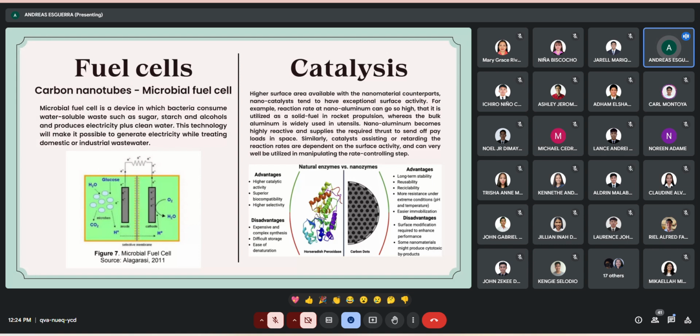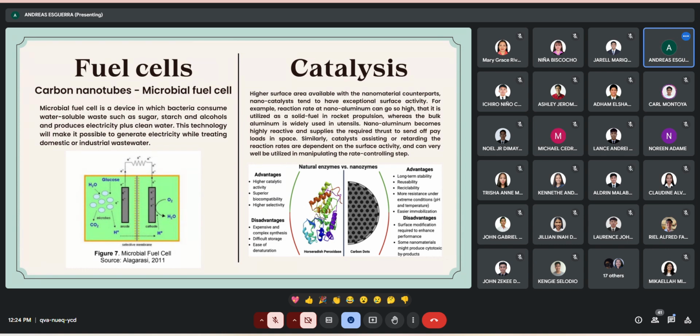So discussed from the previous 2 videos are the first 2 selected applications of nanomaterials. First one is the fuel cells. Nanomaterials can be used as fuel cells, like the microbial fuel cell, which is a device wherein a bacteria consumes water-soluble waste such as sugar, starch, and alcohols and produces electricity plus clean water. And this technology will make it possible to generate electricity while treating domestic or industrial wastewater.